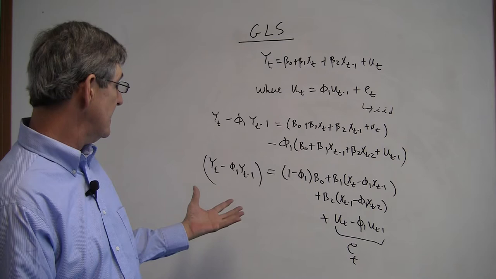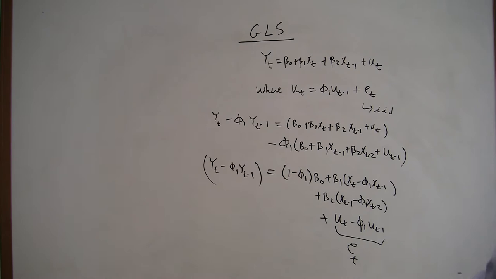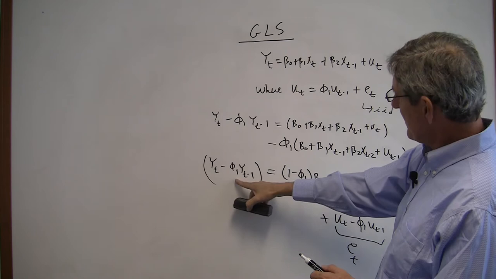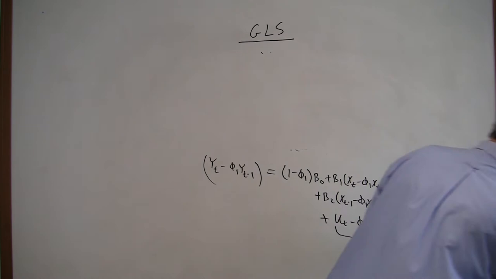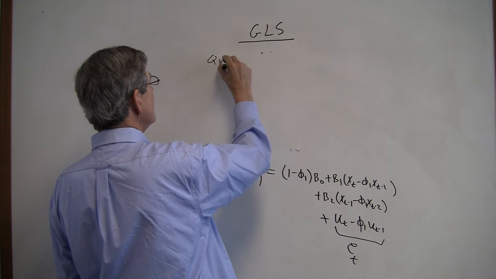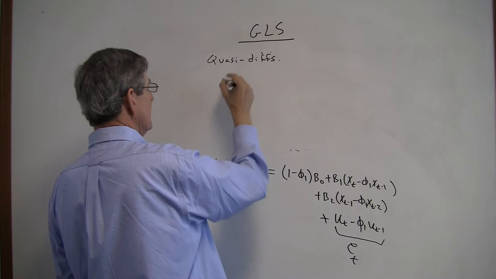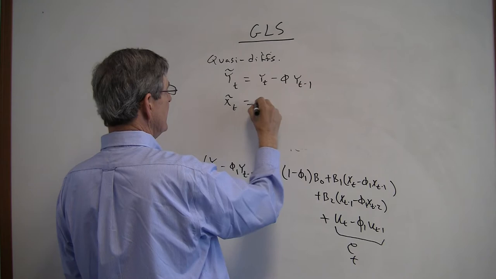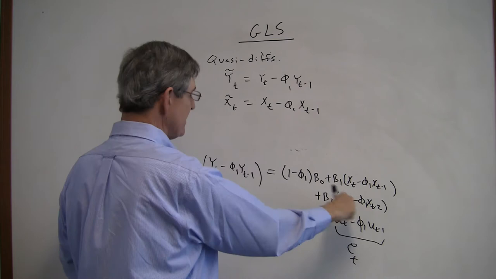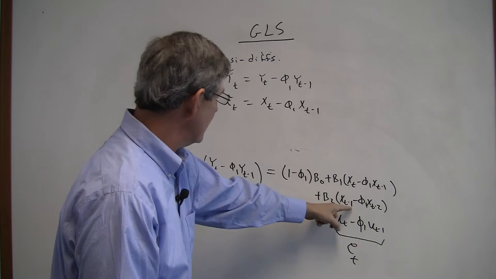And so what we need to do is somehow start with this original model, find an estimate of phi 1, and that'll allow us to put the model in this form. So what we do is we define the model in terms of what are called quasi-differences. The quasi-difference of yt is yt tilde equals yt minus phi yt minus 1. xt tilde is xt minus phi 1 xt minus 1. And this is just the lag of that, so that's just xt tilde minus 1 here, so we don't need to define that.